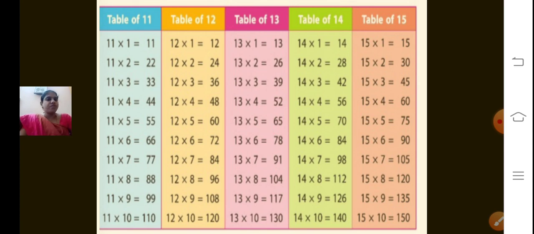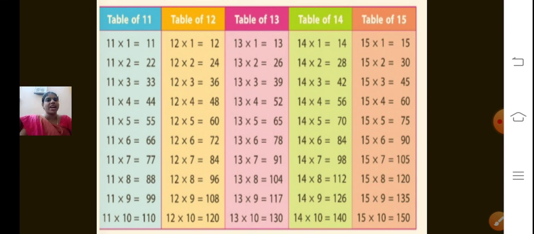Now let's move on to table 14. 14 ones are 14. 14 twos are 28. 14 threes are 42. 14 fours are 56. 14 into 5, 70. 14 into 6, 84. 14 into 7, 98. 14 eights are 112. 14 into 9, 126.